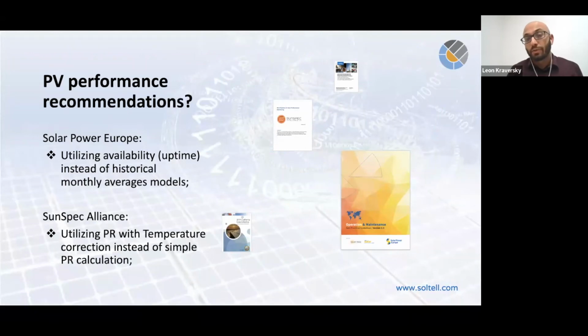So what is the future essentially, where we want to go? So SolarPower Europe, which is the largest and probably most respected association in Europe, recommends essentially not utilizing monthly averages, but rather availability of a plant, calculating it to reach the required performance estimate. And this requires more complications, but it is possible. On the other side, SunSpec Alliance look at industrial and utility scale and recommend to use performance ratio, PR, with temperature correction, instead of a simple PR calculation, which is not that accurate.